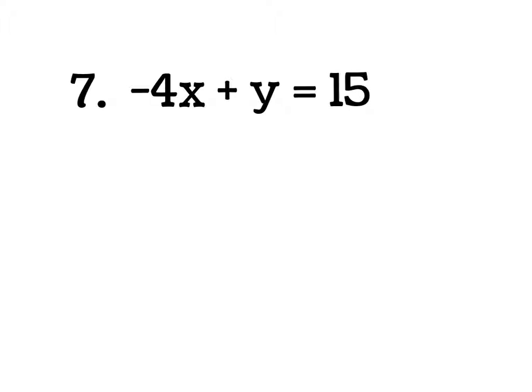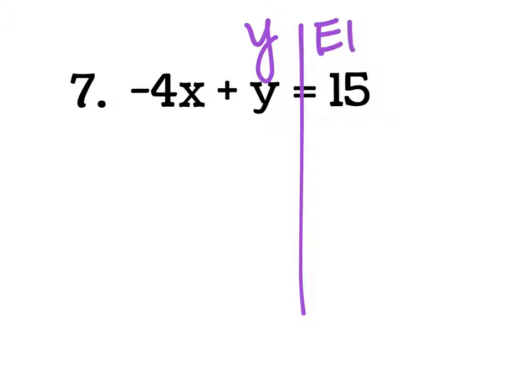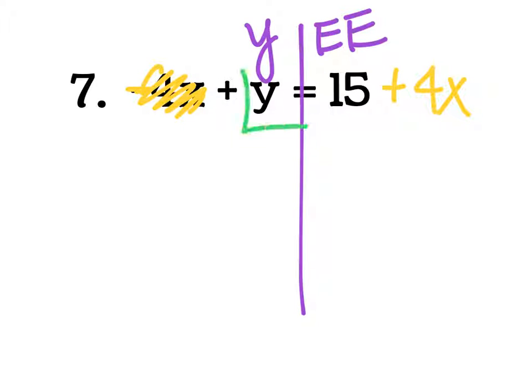For problem 7, I have negative 4x plus y equals 15. So I'm going to draw my line, label my sides. Y is on one side, everything else on the other. So it's a minus 4x on the left. On the right side, it's going to become a plus 4x, and then it's gone. And notice that y is already by itself because it's just plus y, so we're good there. So we're going to box that in because that's our answer.